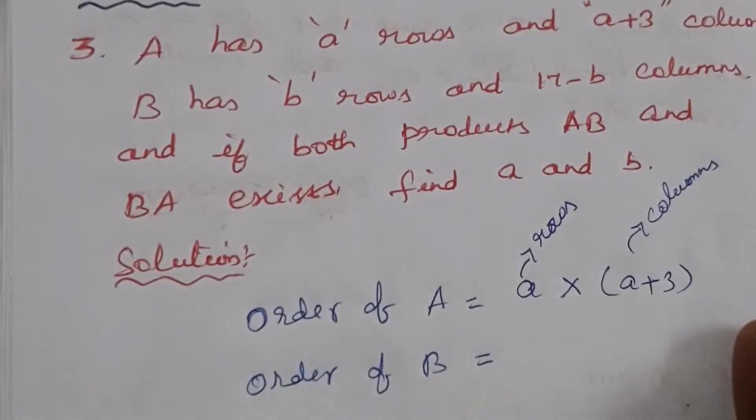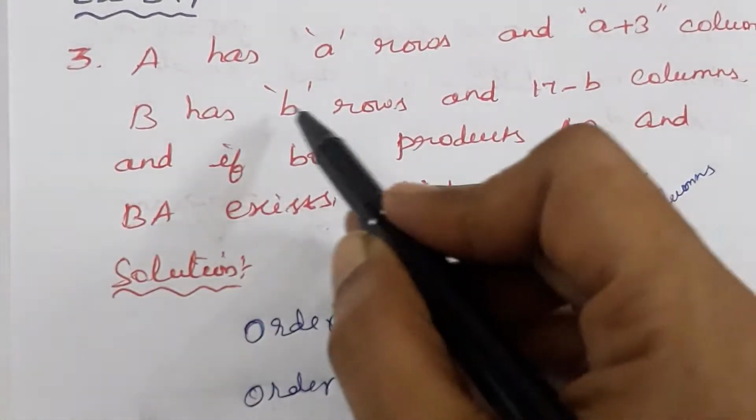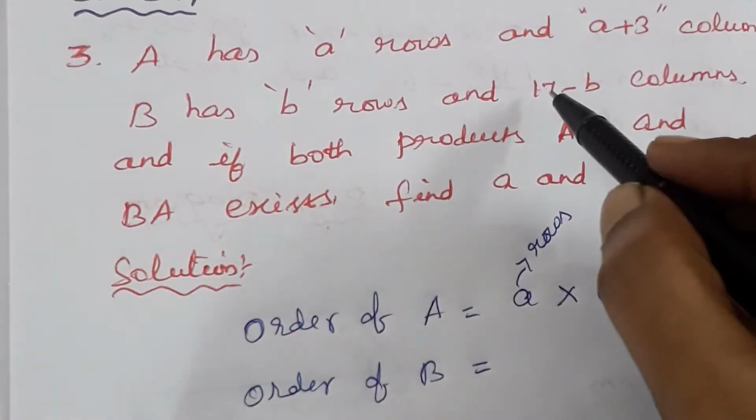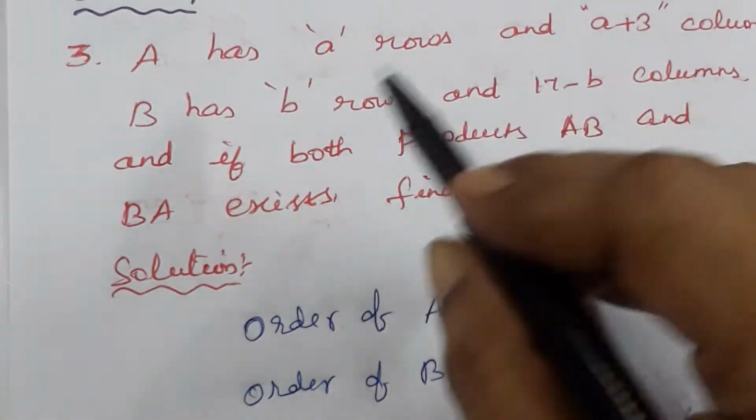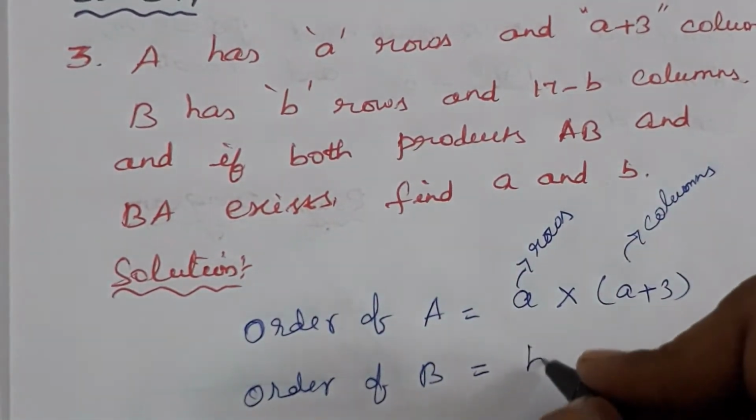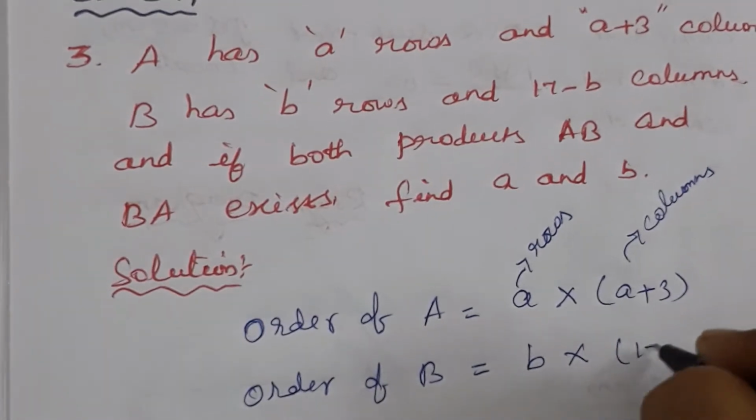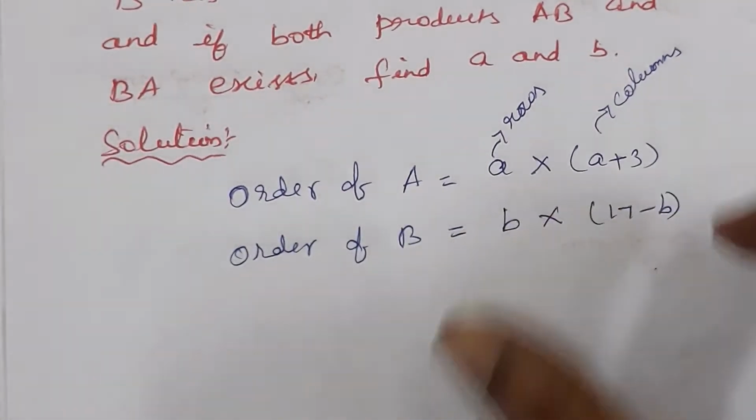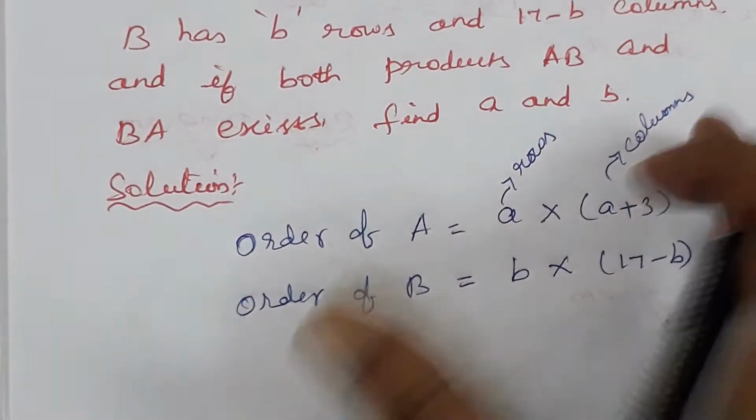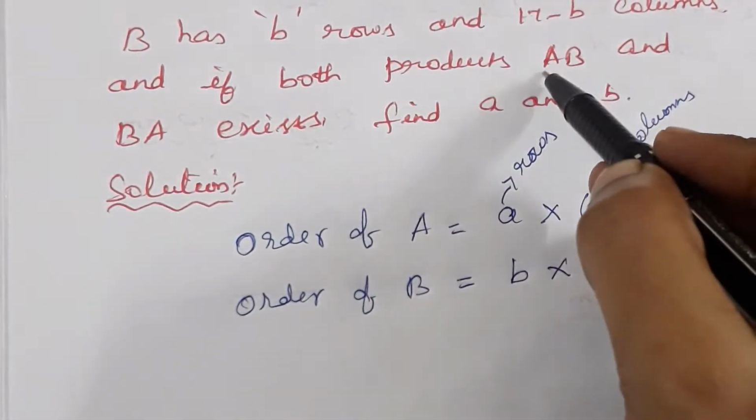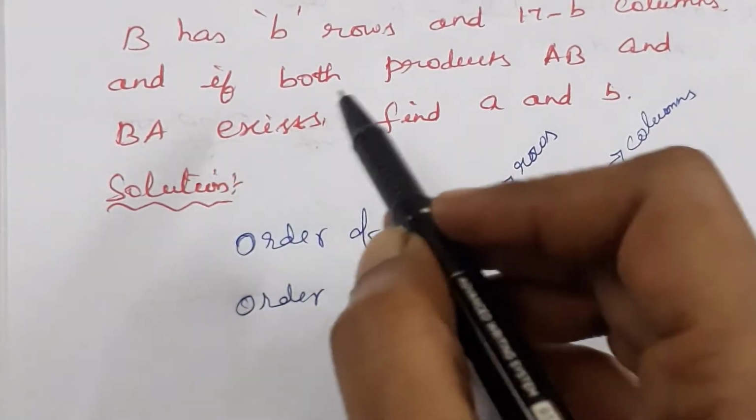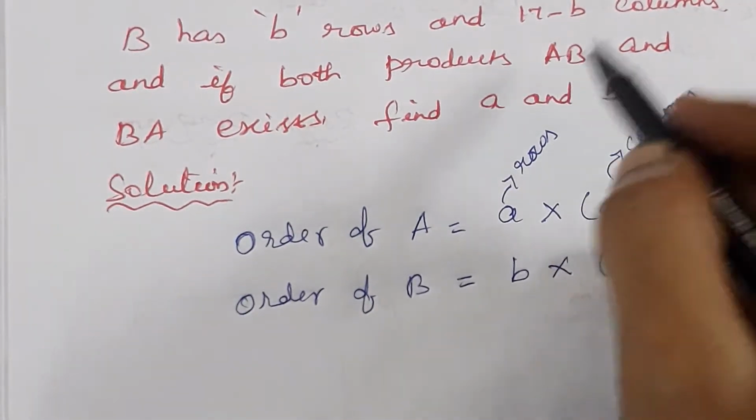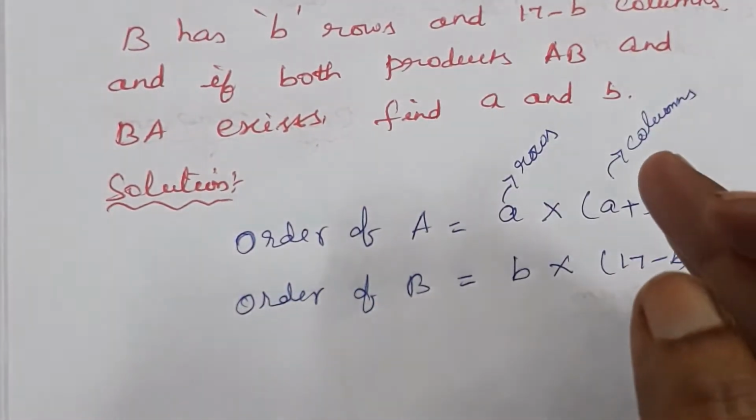What is the order of B in the question given? So B has b rows. How many rows in B? b rows in B, and then 17 minus b columns in B. So you have to write b by 17 minus b. So this is our order of B. So what is given in the question? Both products AB and BA exist. What does this mean? Product AB exists, also product BA exists.